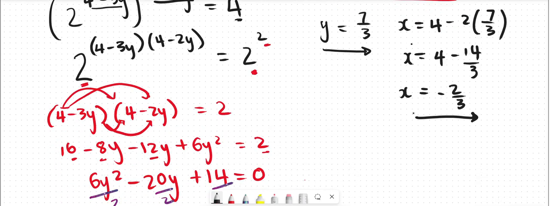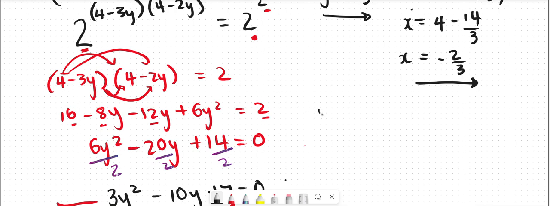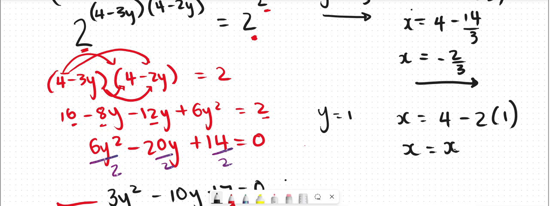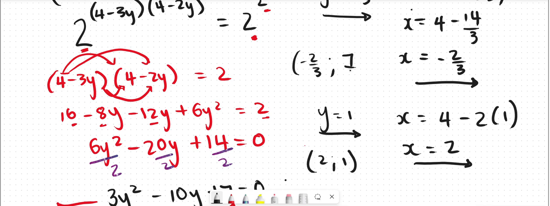And then if I substitute the second y value, which is y is equal to 1, I say x is equal to 4 minus, how does it look there? It's a minus 2, and in brackets I'm substituting a 1. And if you do that, you get that x is equal to a positive 2. So there's my two x values. And if you wanted to write this as a coordinate, it's a 2 and a 1. And the top guy is a negative 2 over 3 with a 7 over 3. And these are my values.